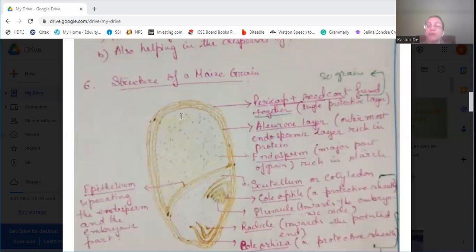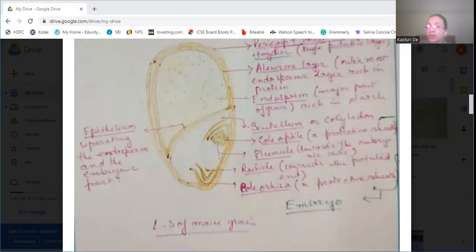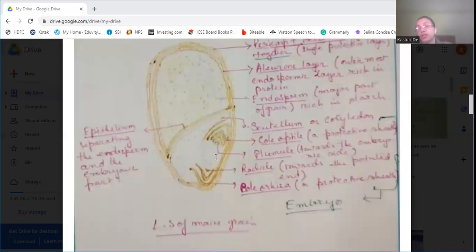Clear? Then comes the epithelium. See, the endosperm and this portion, that is the embryo portion. Two portions are major portions in this maize grain. First is endosperm, that is the major part of the grain, and then the lower portion is the embryo region. The endosperm and the embryo region are separated by an epithelial layer. This layer separates the endosperm and the embryonic part.